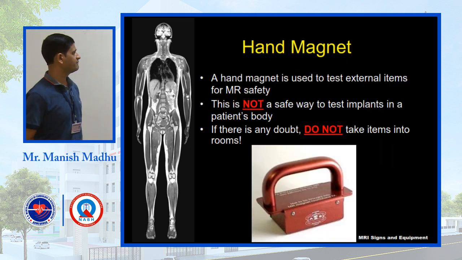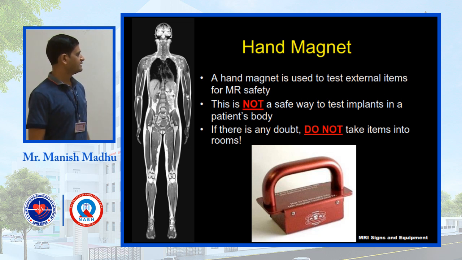Hand magnet. A hand magnet is used to test external items for MRI safety. This is not a safe way to test implants in a patient's body. If there is any doubt, do not take items into the room.